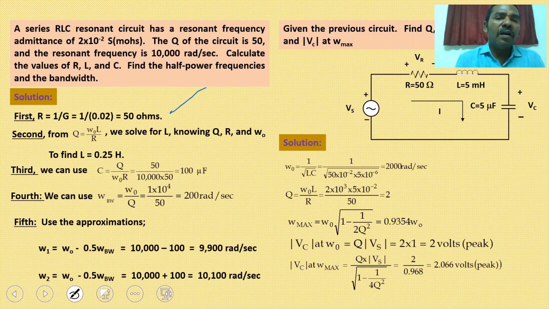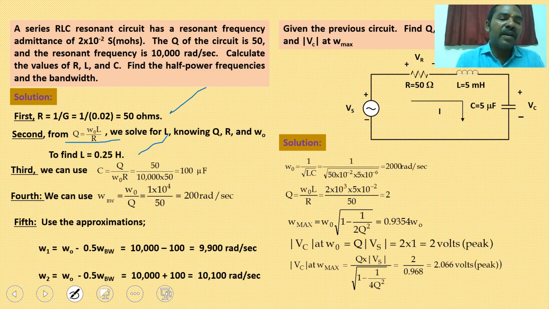Then quality factor they are given. Resonating frequency they are given. So I am using the formula: quality factor is equal to L omega naught by R. So here Q is known, omega naught is known, resistance just now we have calculated 50 ohms, calculate for L. So the L value is 0.25 Henry.